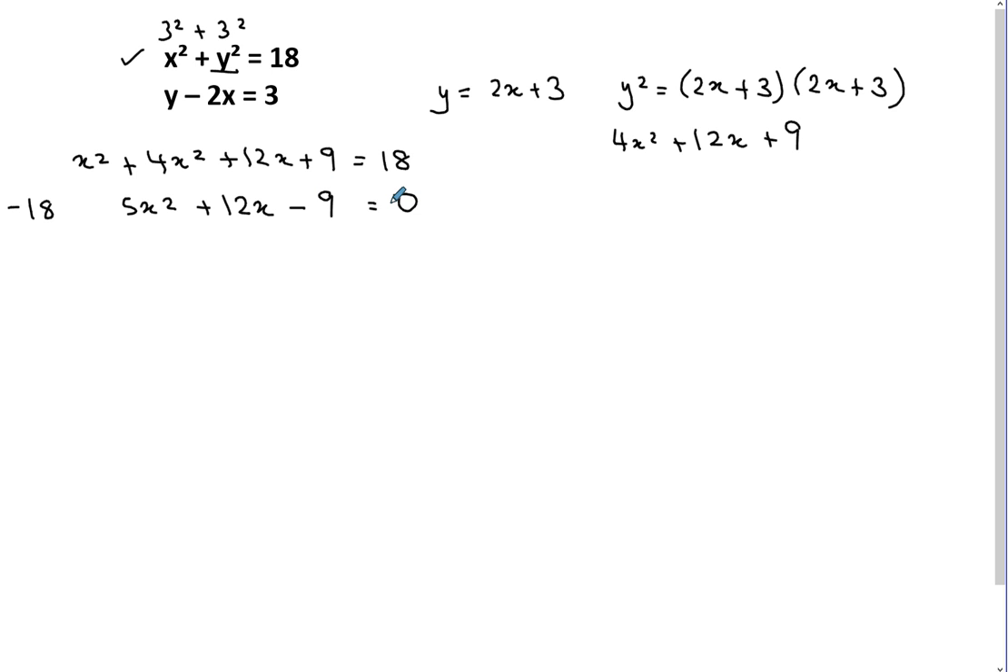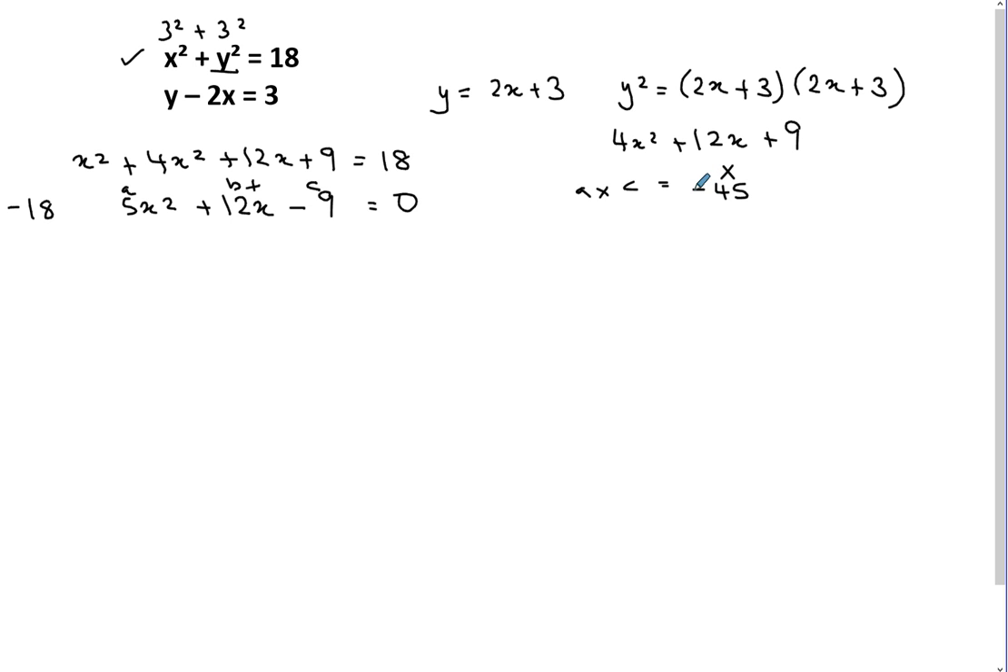This time we can't actually factorize and put anything outside the brackets, so we're going to use our AC method. I hope you've watched my video on factorizing with more than one x squared, where I use the AC method. So a is 5, b is 12, and c is minus 9. And I go a times c equals 5 times minus 9 is minus 45. So I'm looking for two numbers that add to give 12 and multiply to give minus 45.